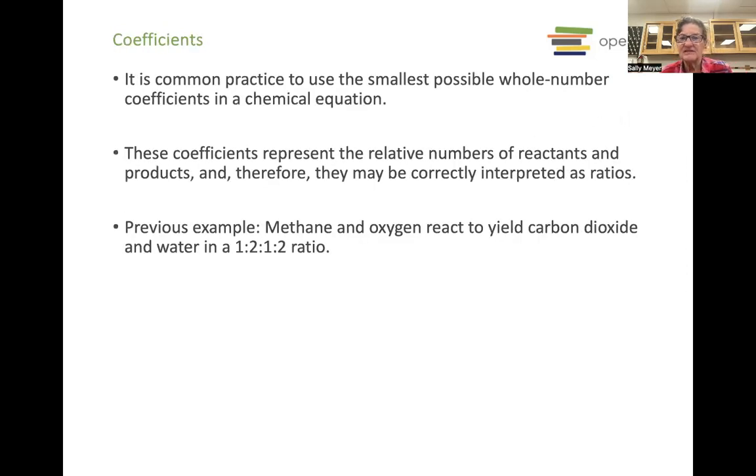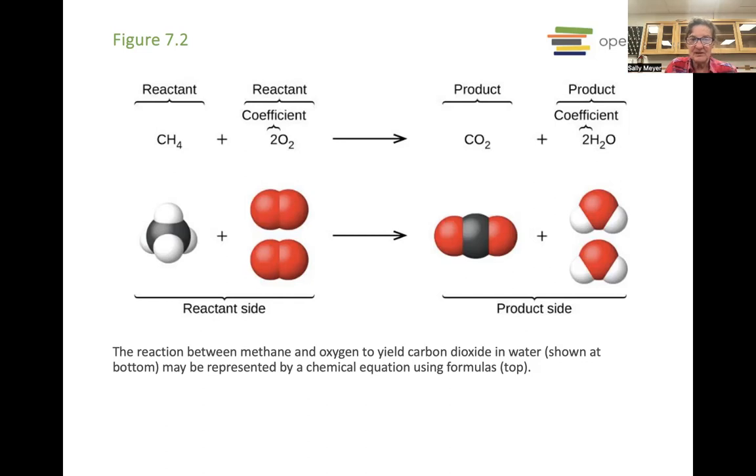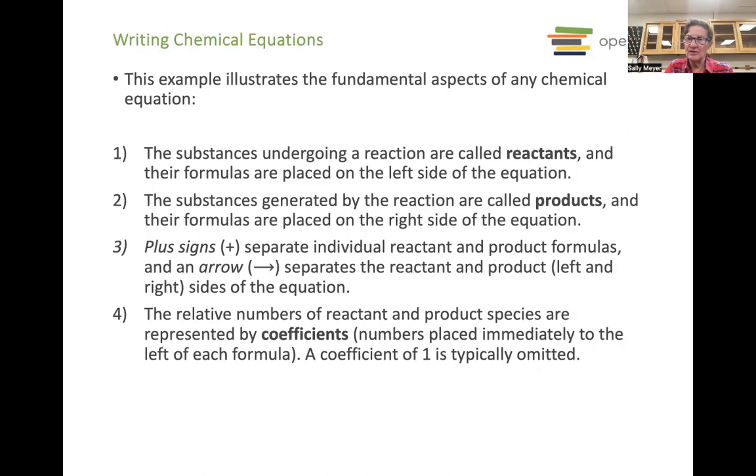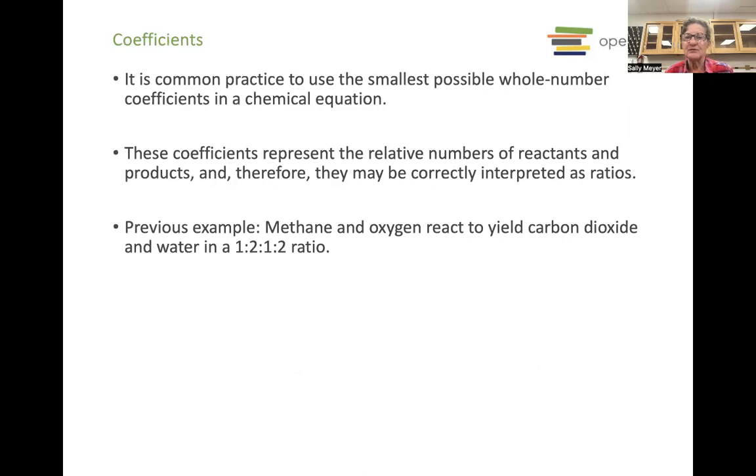So it's common practice to use the smallest possible whole number coefficients in a chemical reaction. So back here, we could have done a 1/2 mole of methane plus a mole of O2 and balanced it that way, but it's more standard practice to make sure everything's a whole number.